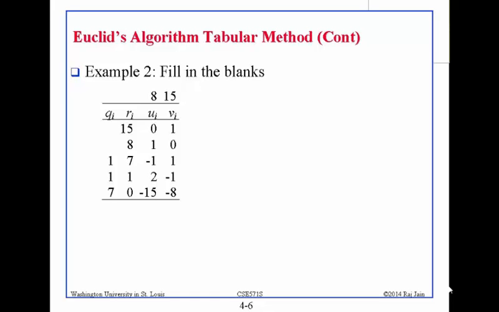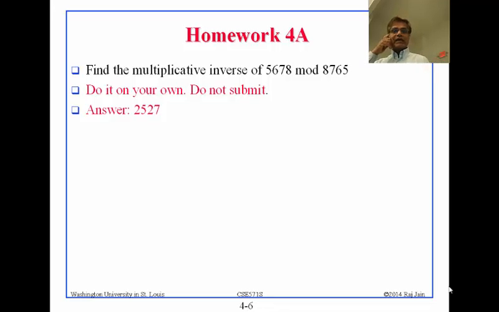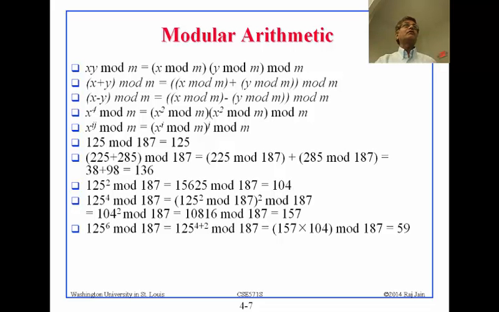And so, if you wanted to divide any number by 2, instead of dividing by 2, you multiply by 8. You know, anyway, other way around. So, that's all I wanted to do today. And so, you have this homework 4A. This you do not have to submit, but you can just try it out. The question is find the multiplicative inverse of 5678. So you can just do this table again one more time and find out. You will find the answer is 2527. Okay. All right. Then we'll continue on the modular arithmetic next time.